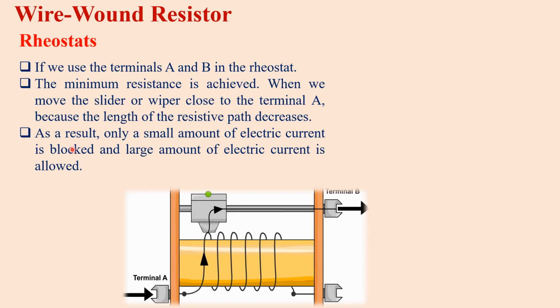As a result, only a small amount of electric current is blocked and large amount of electric current is allowed. Due to decrease in resistance, large amount of current can flow. Similarly, if we move wiper away from terminal A, length of the resistive path increases, and due to increase in length, resistance will increase. In this condition, a small amount of current will flow. So by using rheostat, we can control the current.